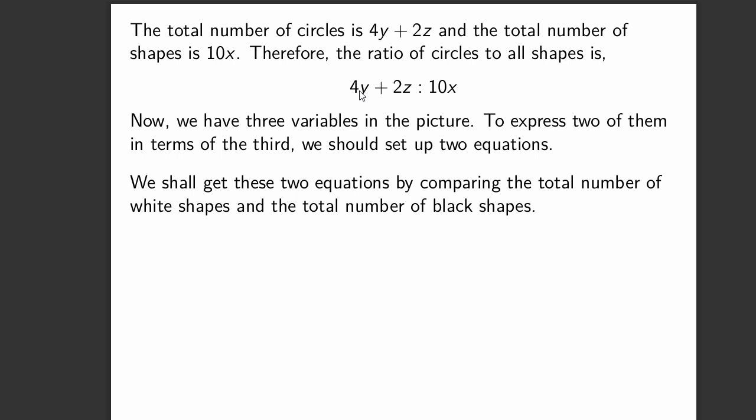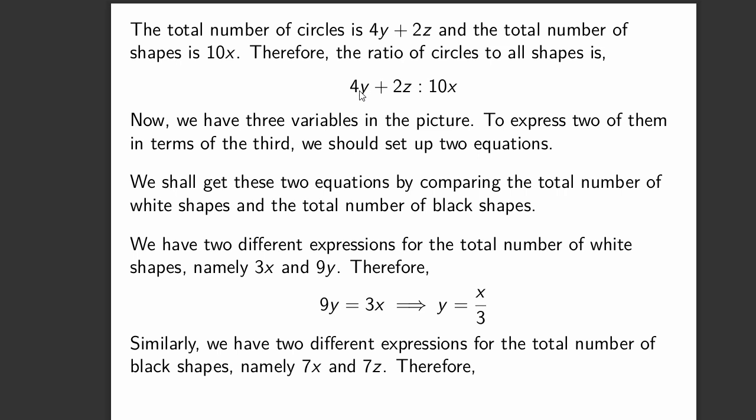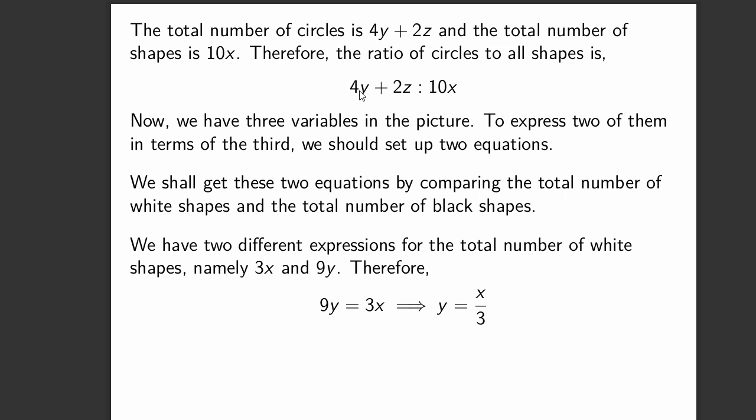What is it that can help us express any of the 2 variables in terms of the third variable? We shall get the two equations by comparing the total number of white shapes and the total number of black shapes. So if you remember, the total number of white shapes was 3x when we considered the first ratio, and the second ratio gave us the total number of white shapes as 9y. So therefore we get 9y equal to 3x, which means y equals x over 3. So now we are expressing y in terms of x. So we intend to express y and z both in terms of x.